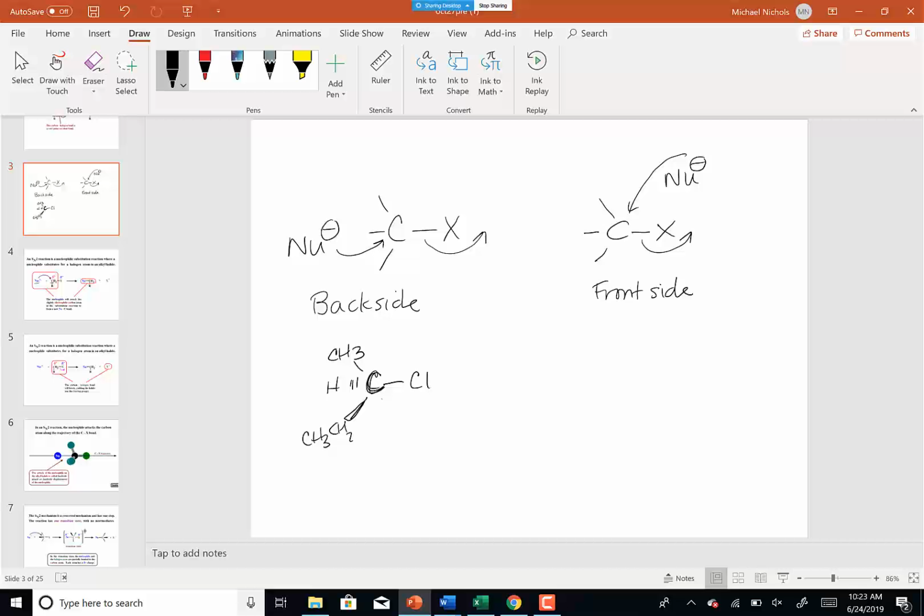Yes, R? So chlorine, ethyl, methyl, the hydrogen's pointing back, that's why I put it there. So this is the R configuration.